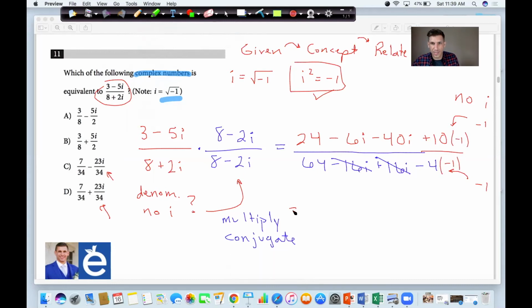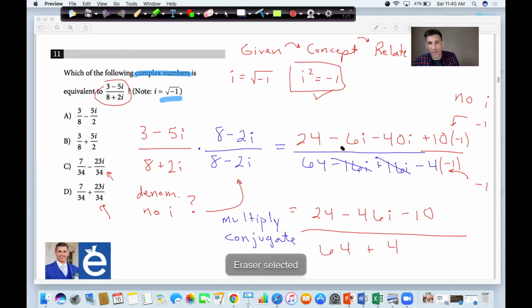Now I'm going to bring this down here, and I'm going to get 24 minus 46i, and then this is going to become -10, okay? And this is over 64 plus 4, right? A negative times a negative becomes a positive. So this is going to give me 68 on the bottom, which is probably the easier way to look at this initially. So this is going to be 68 here.